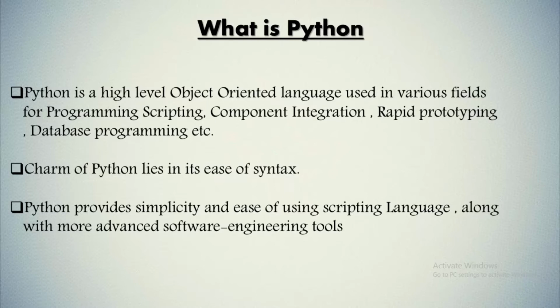The main charm of Python lies in its ease of syntax because it uses English keywords frequently, whereas other languages use punctuation and it has fewer syntactical constructions than other languages. So there's a huge difference when it comes to ease of use in Python as compared to other programming languages. Python provides simplicity and ease of use of a scripting language along with more advanced software engineering tools. It is a high-level, interpreted, interactive and object-oriented scripting language, and it is designed to be highly readable.